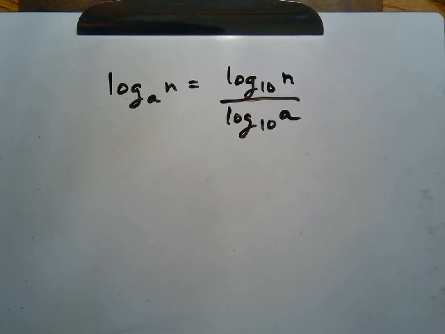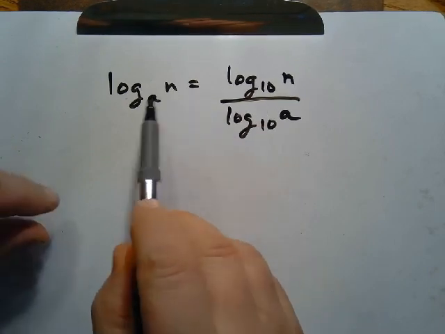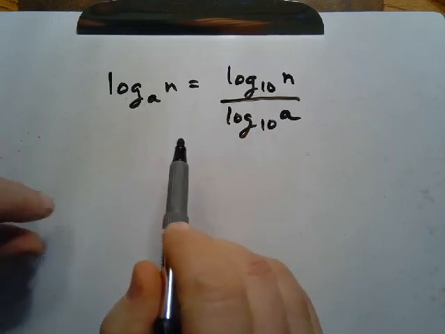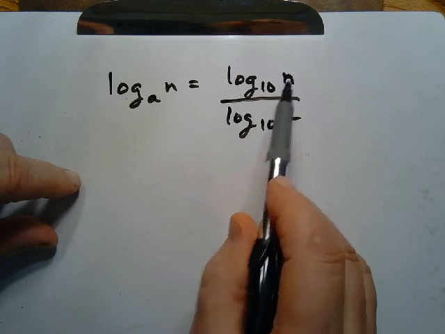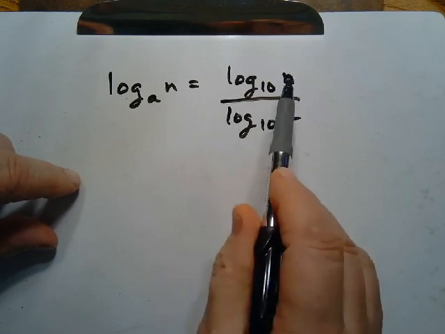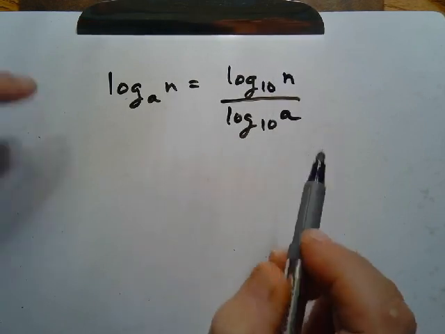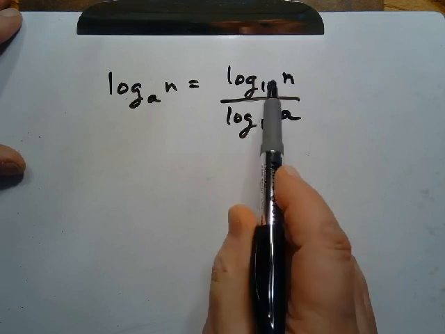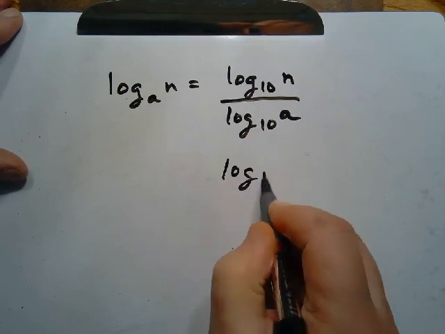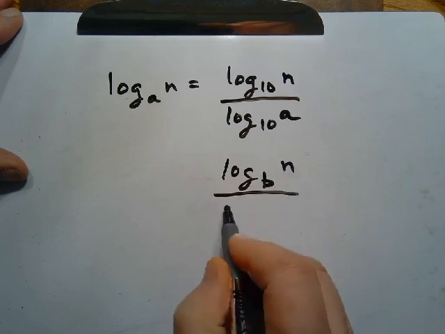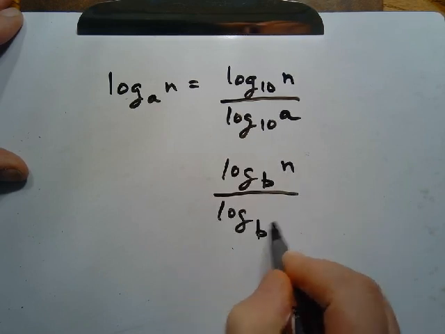All right, so here's the generalized version of that same formula. We've used letters here instead of numbers. Log base a of n is equal to log base 10 of n over log base 10 of a. Notice the top number goes on the top and the bottom on the bottom. In fact, these 10s don't even have to be 10s. They could be log base b of n over log base b of a.